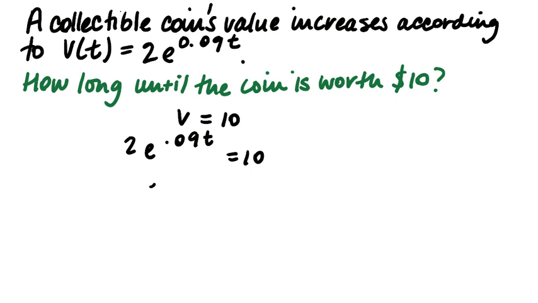Well, e to the 0.09t would equal 5. Right? Backwards on the order of operations. Got to deal with multiplication and division before you deal with the exponent. And then I'm going to take a log of both sides. I'm going to take a log with base e, which is a natural log.